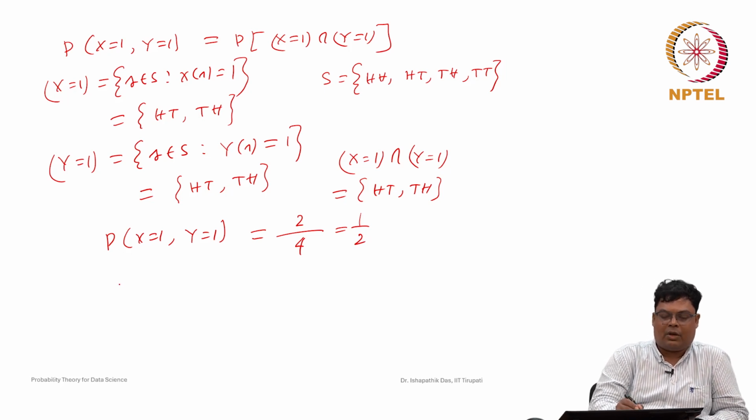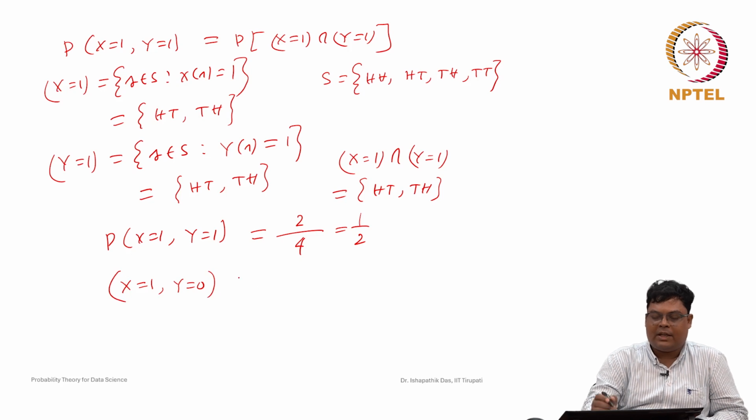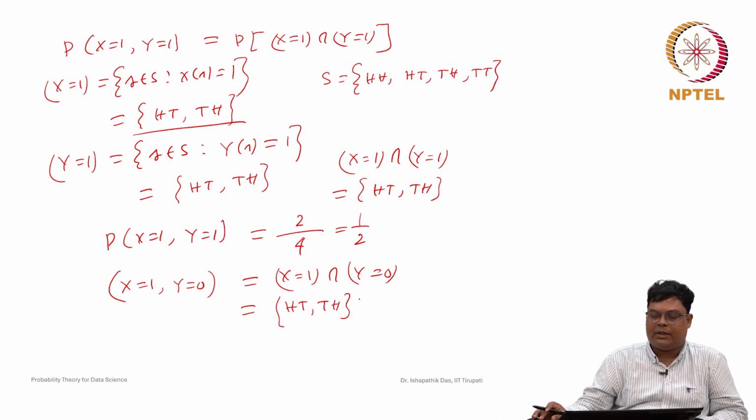So, let us consider that we want to find the probability of x equal to 1, y is equal to 0. The corresponding event is x is equal to 1 intersection y is equal to 0. Then x is equal to 1 corresponds to head tail and tail head. Now, what is y is equal to 0? It corresponds to the number of tails being 0, which is head head. So here you see that they are not all the same.